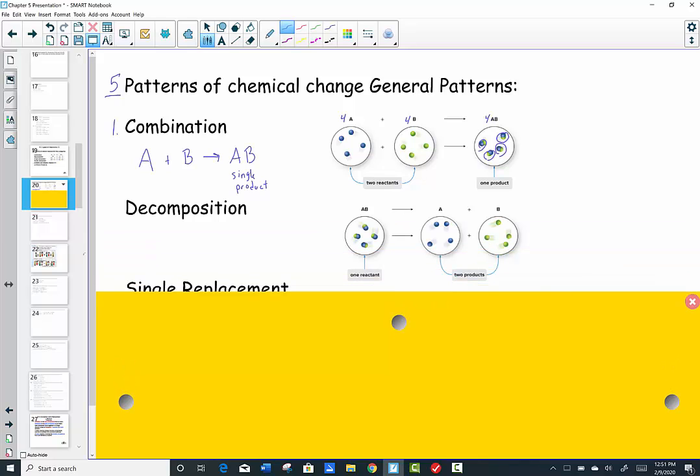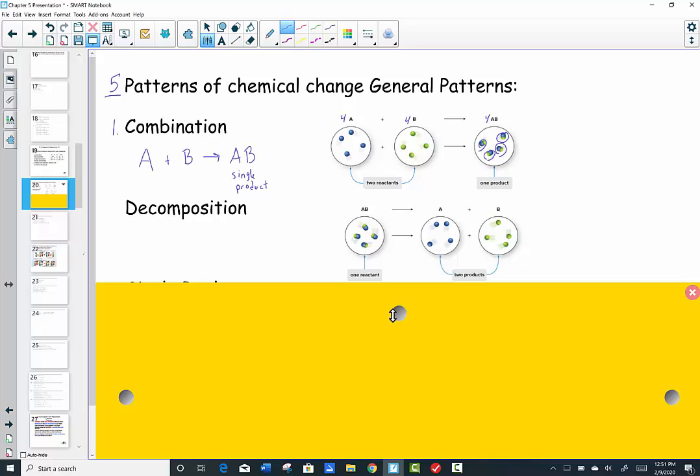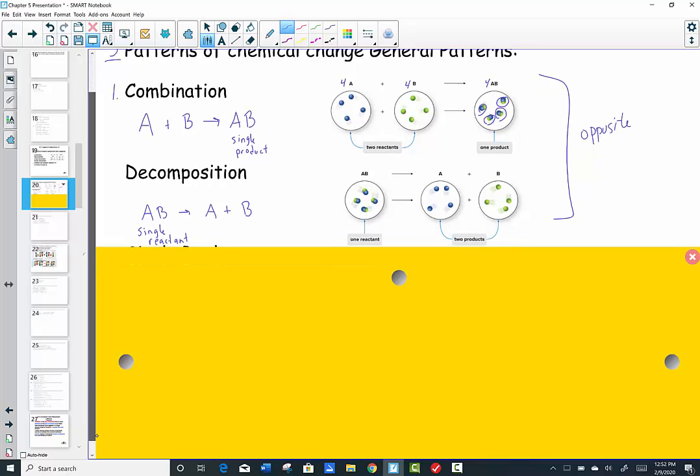The opposite of a combination is a decomposition, where we have compound AB breaking down into the elements A plus B. Decomposition is the only pattern that begins with a single reactant. AB breaks down into A plus B, a decomposition. Notice that these two are opposites of one another. To combine is a building process. To decompose breaks it back apart.